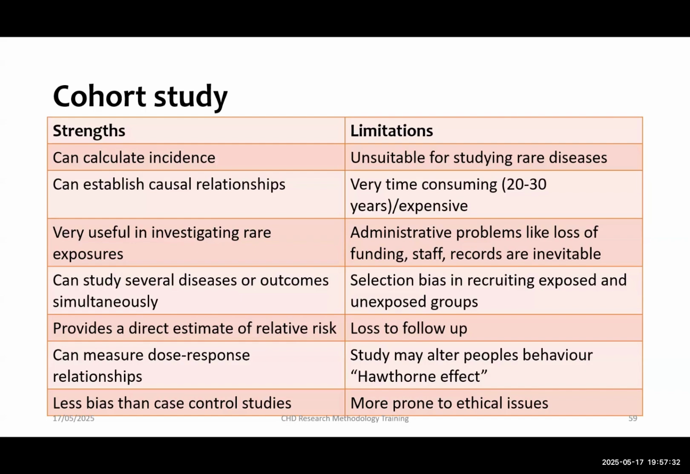The limitation is that it's unsuitable for rare diseases. With diseases that are very rare, it will be difficult for you to find the number of people that will be exposed to that factor, because at the end of the day, none of them may have that disease since it's rare. So for such diseases that are rare, it's better to use a case control, where you go from the cases to the exposure level.